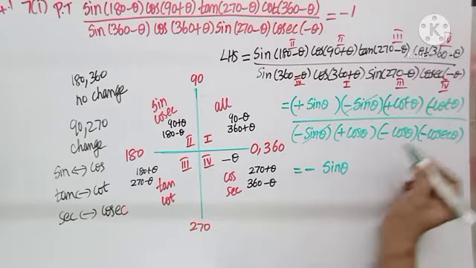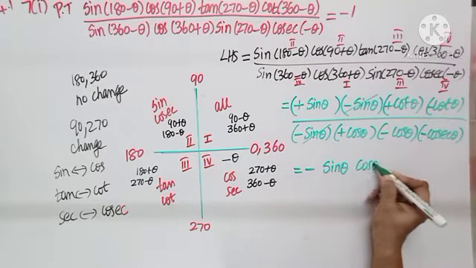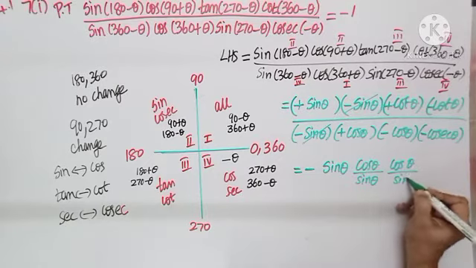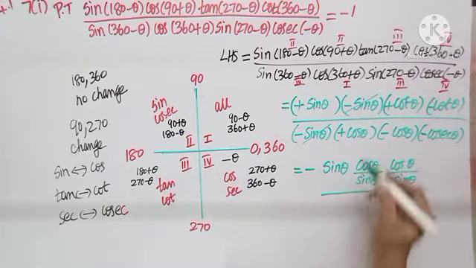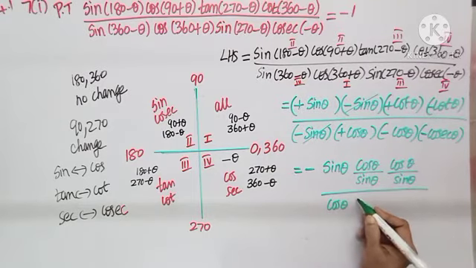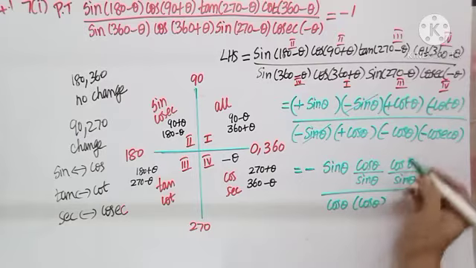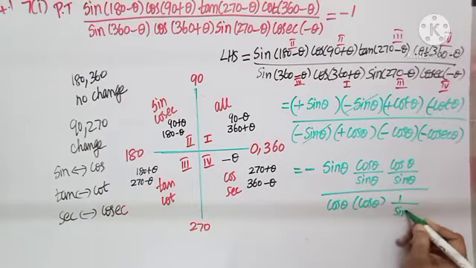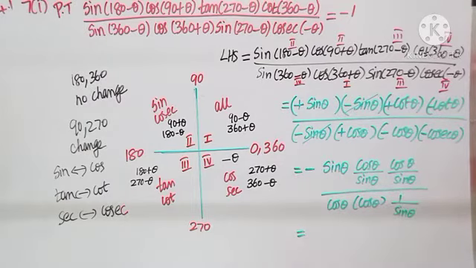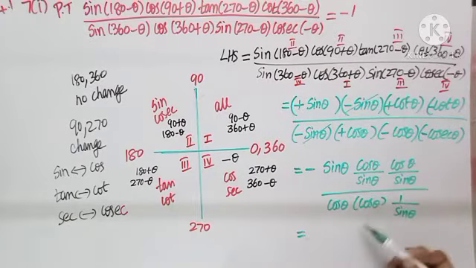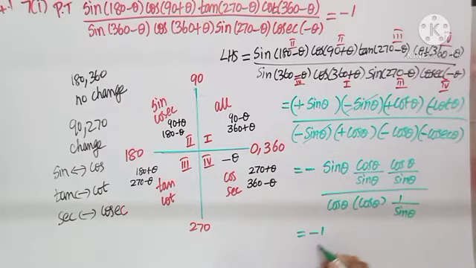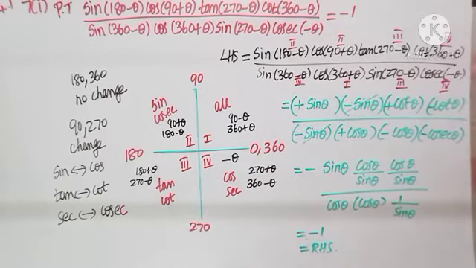Sin theta, cot into cot. I can write cos theta by sin theta. Another cot theta, cos theta by sin theta. Divided by, here there is a cos theta. Again there is cos theta. Now do not put symbols, all the symbols we have taken into account here. Cosecant is written as 1 by sin theta. Check whether any terms get cancelled. Cos, cos, cos, cos, sin, sin, by sin. Everything gets cancelled. We are left with minus 1. Minus 1 is the RHS and that is the answer.